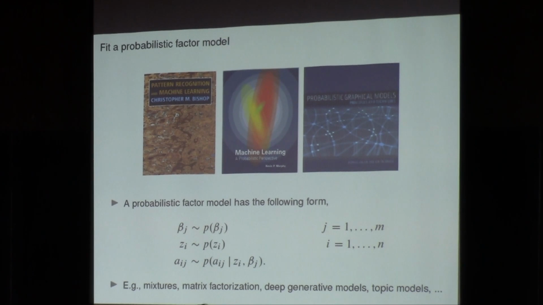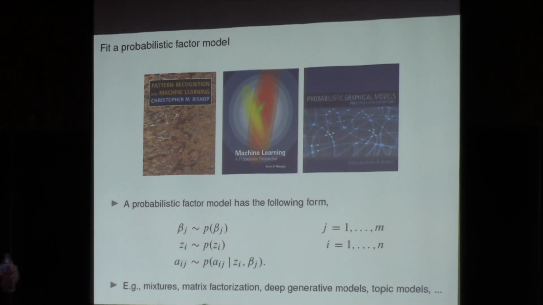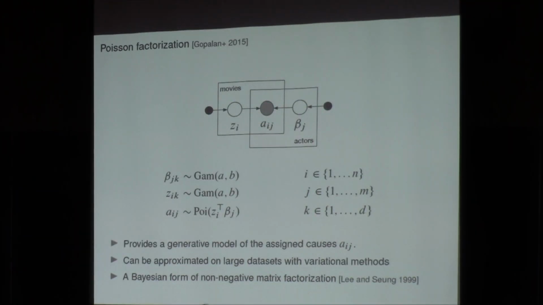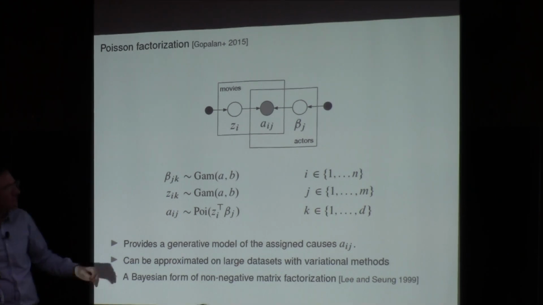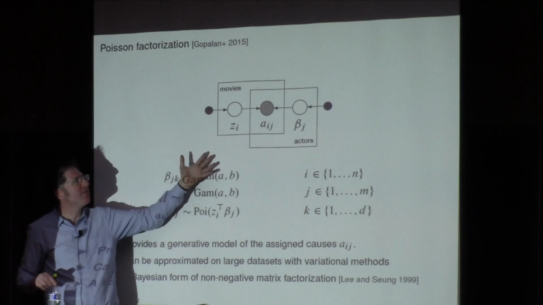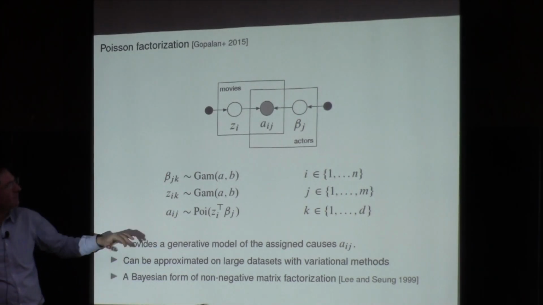Okay, and so these are all books that if you open them to a random page, you're probably going to be looking at a factor model of some type. All kinds of models in machine learning satisfy this structure. Okay, so one example is Poisson factorization. This is basically a Bayesian version of non-negative matrix factorization.